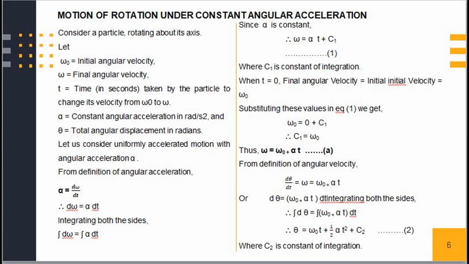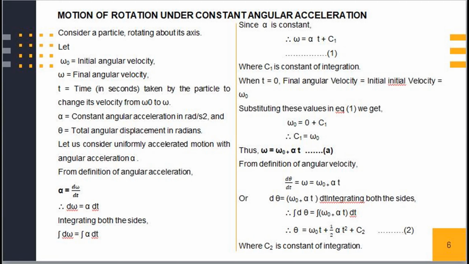This is the first equation of angular motion. Now from the definition of angular velocity, dθ/dt is equal to ω. But from equation A, we know that ω is equal to ω0 plus αt. Therefore we get dθ is equal to (ω0 plus αt) dt.